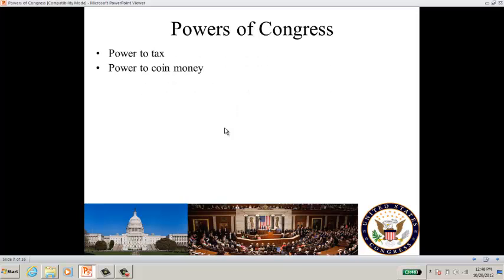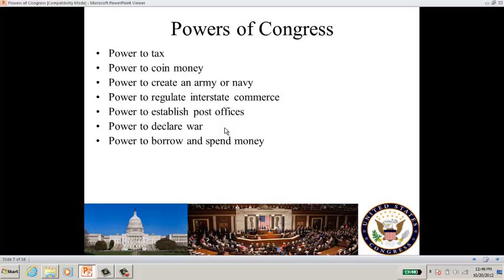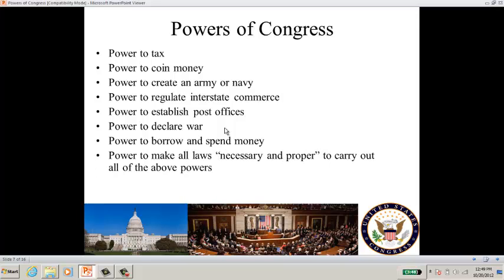Power to tax, power to coin money, power to create an army or a navy, power to regulate commerce, power to establish post offices and post roads, power to declare war, the power to borrow and spend money, and we'll go into depth with this tomorrow, the power to make all laws necessary and proper to carry out all of the above powers. This is known as the elastic or the necessary and proper clause.